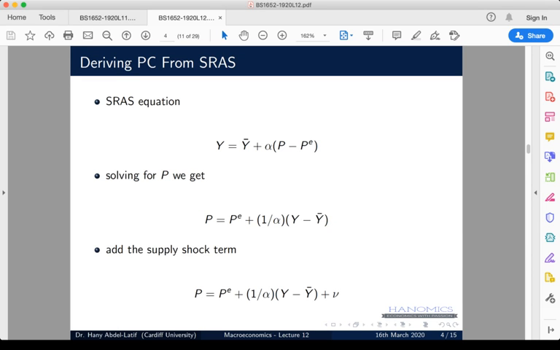If we solve this for P, the price level, on the left-hand side, and then everything else goes to the right-hand side, that will give us this expression here. You'll see that the price level depends on expected prices and the output gap, which is the gap between the actual output, Y here, and the full employment output level, Y bar.